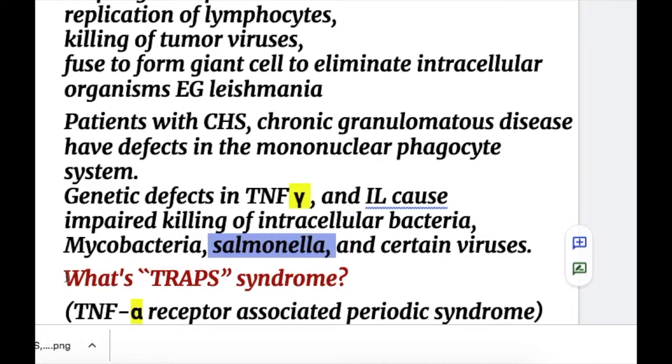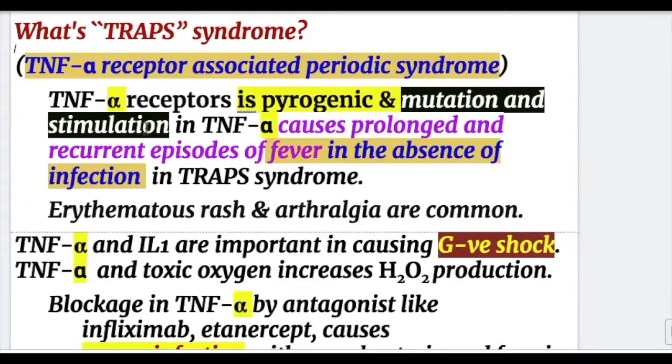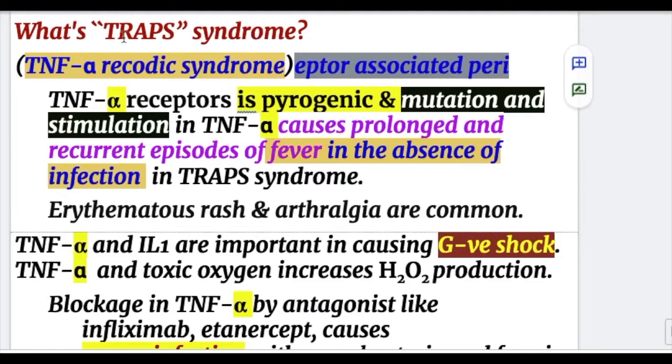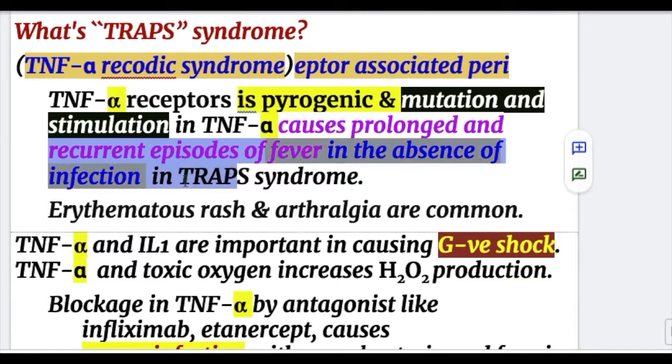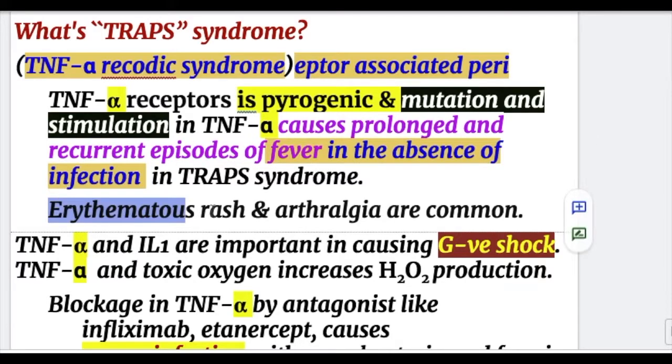Now, what's TRAPS syndrome? TRAPS means TNF-alpha receptor associated periodic syndrome. So what happens in TRAPS syndrome? TNF-alpha receptor is pyrogenic, and a mutation and then stimulation in the TNF-alpha receptor causes prolonged and recurrent episodes of fever in the absence of infection in TRAPS syndrome. Erythematous rash and arthralgia are also common in TRAPS syndrome.